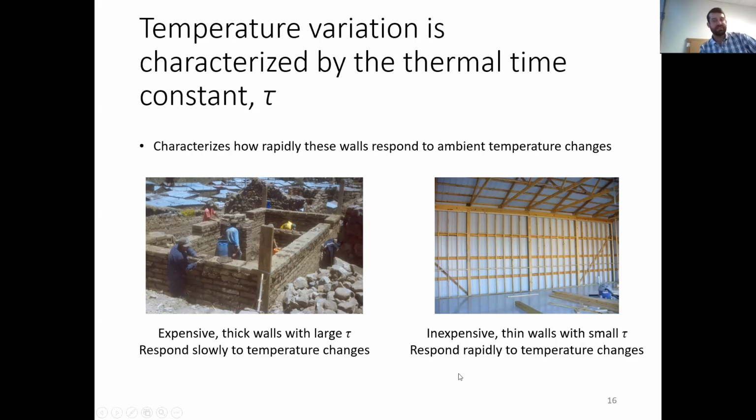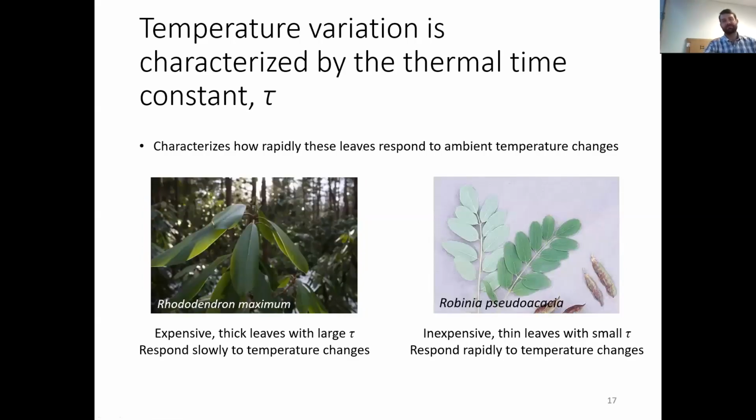We can contrast that with a sheet metal pole barn, which has very inexpensive thin walls. There's like nobody working here, right? Because it's so easy to build. They're out having tea. These walls have very small time constants. So they respond almost instantaneously to temperature changes. And so this analogy, we can then apply this also to leaves.